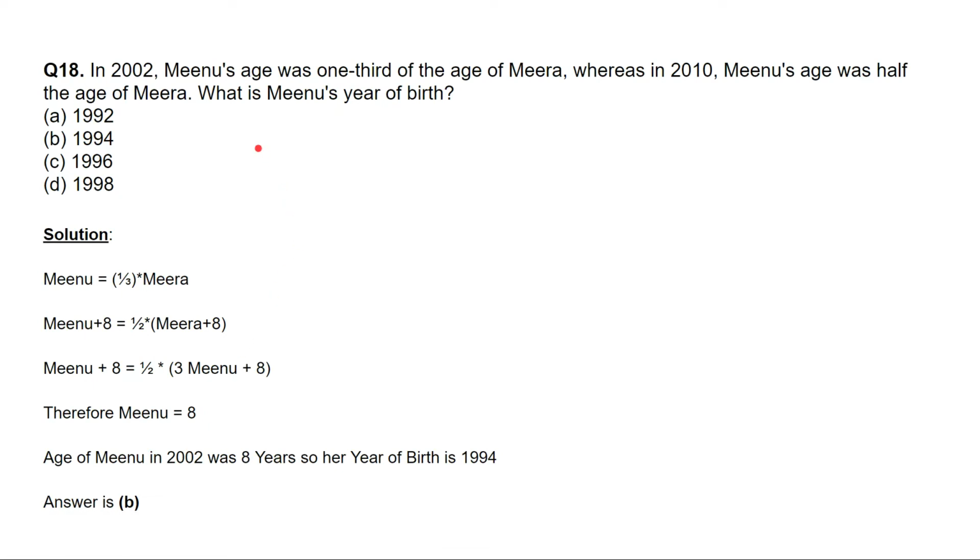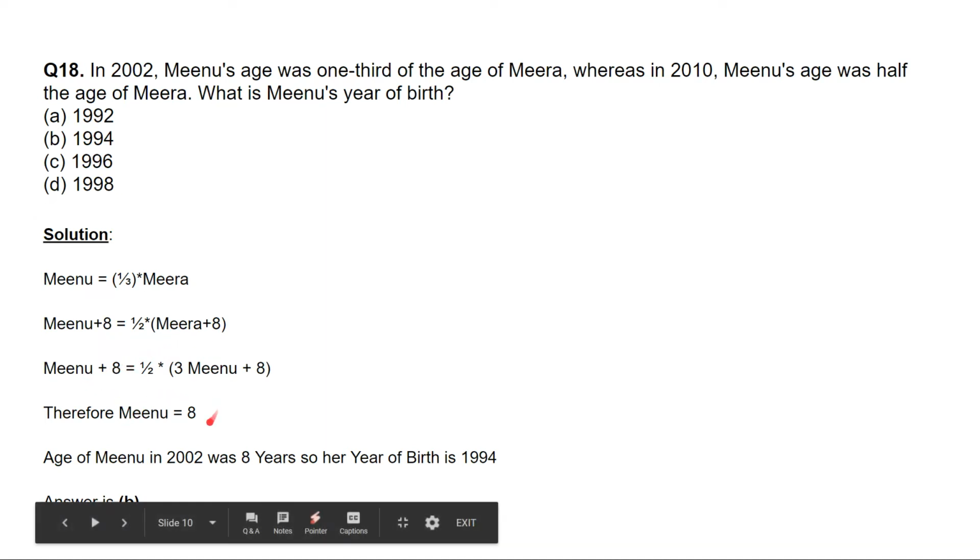Let's jump to the next question. Okay, this is a simple algebra question. In 2002, Minu's age was one third of Mira's age, and then in 2010, after 8 years, Minu's age was half of Mira's age. So if you add 8 years to Minu's age and 8 years to Mira's age, Minu is going to be half of whatever Mira's age is after 8 years, in 2010.